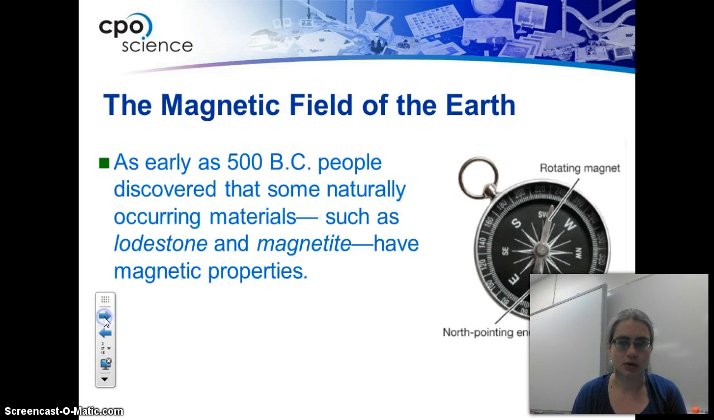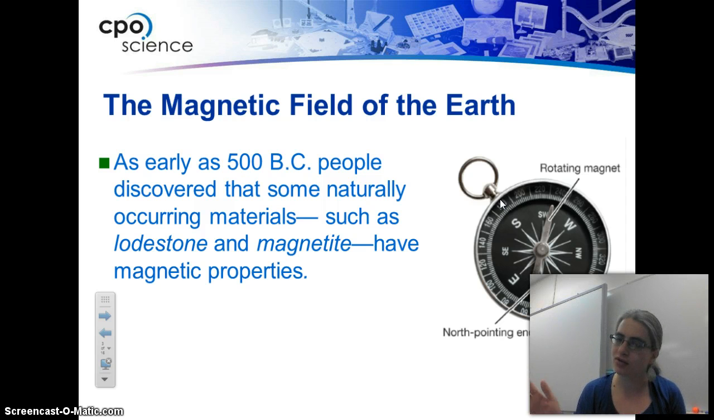Okay, so the magnetic field of the Earth. As early as 500 BC, people discovered that some naturally occurring materials such as lodestone and magnetite have magnetic properties, and they would make compasses or other ways of navigation.